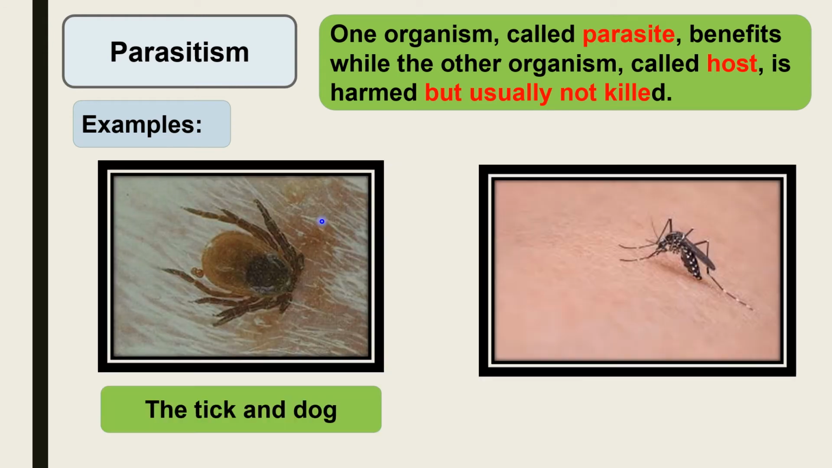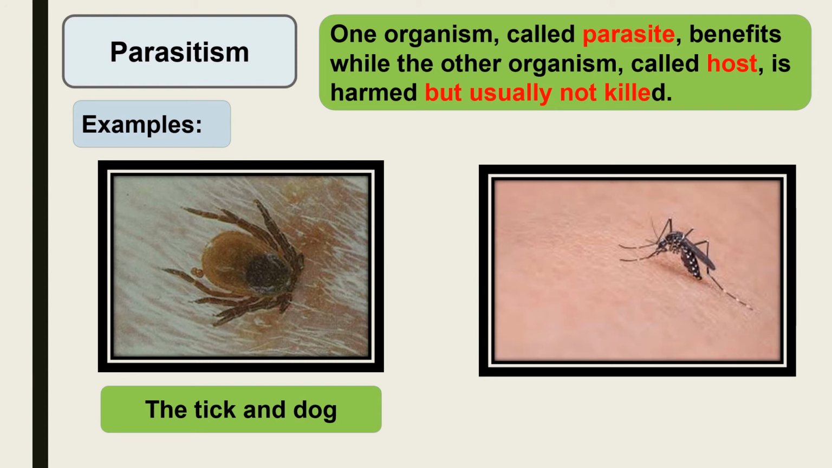Okay, so the first example of this is the tick and the animal or the dog. The tick sucks blood from the dog. The tick is called the parasite and the host is the dog. And the other picture is the mosquito and the human skin.